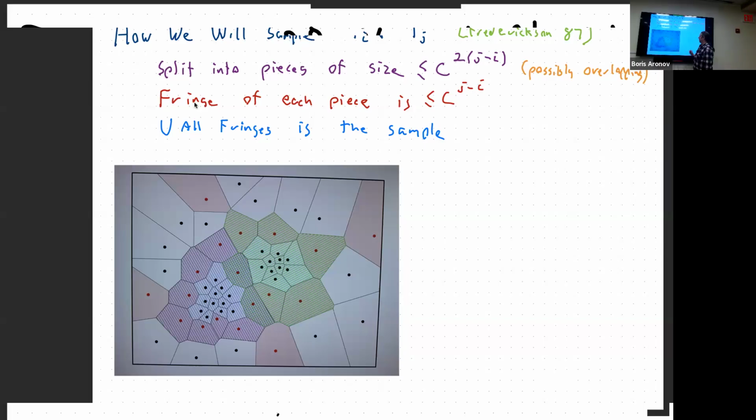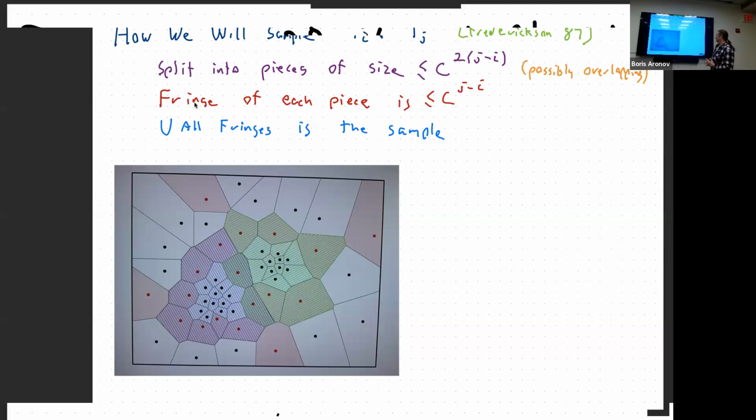Given a planar graph, a planar diagram like this, you can partition the cells into regions. Here I've colored the regions so that they're interior disjoint. They can overlap on the edges. Essentially I want to group them into things that are interior disjoint.